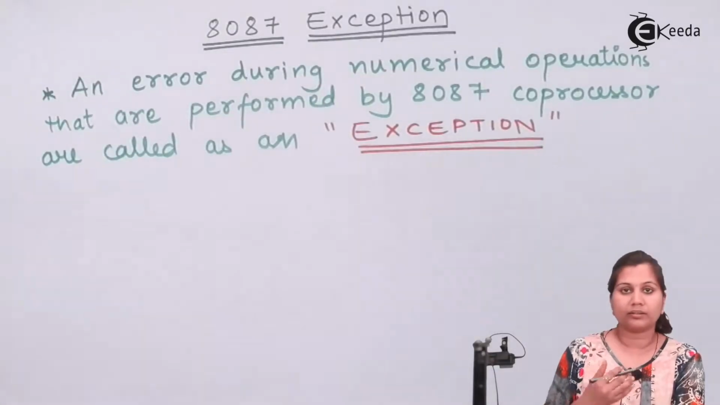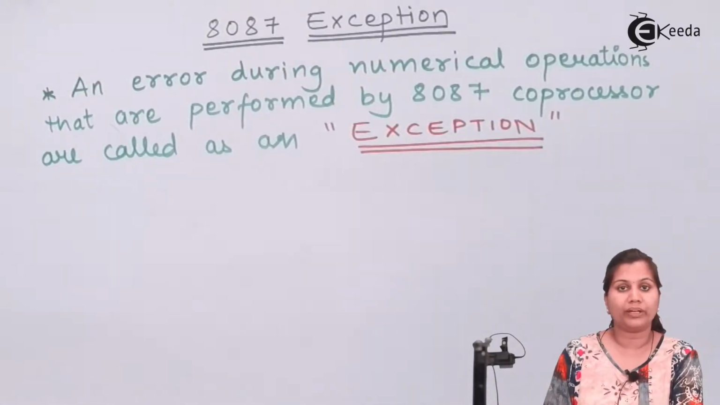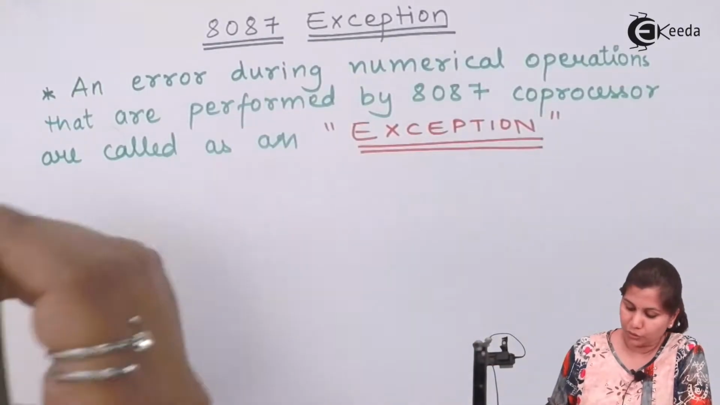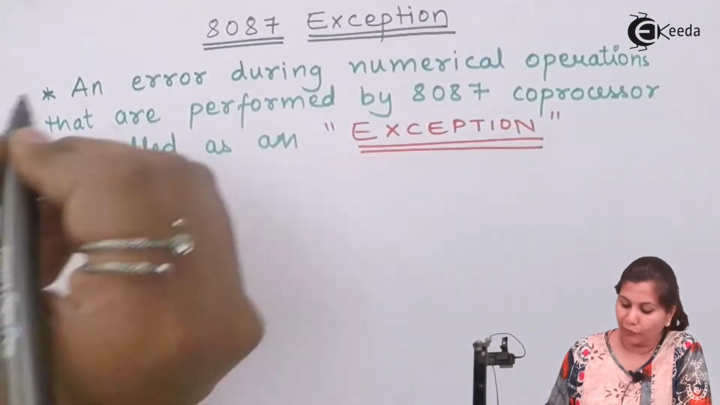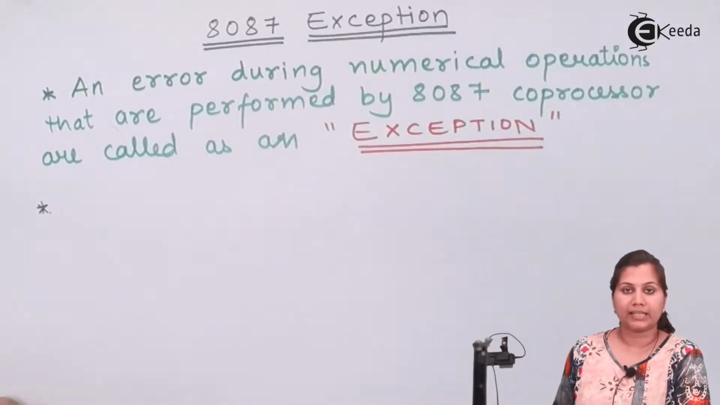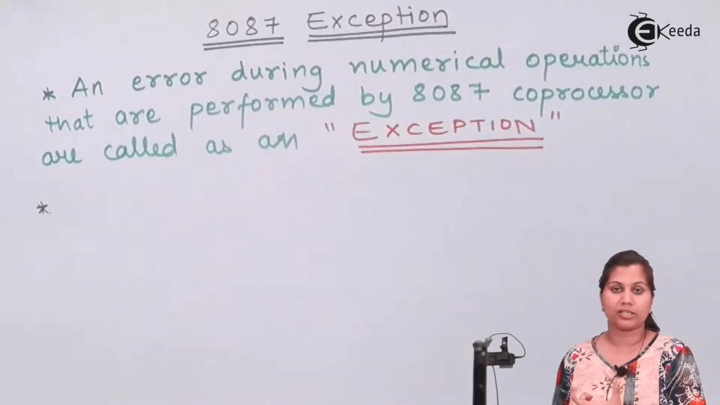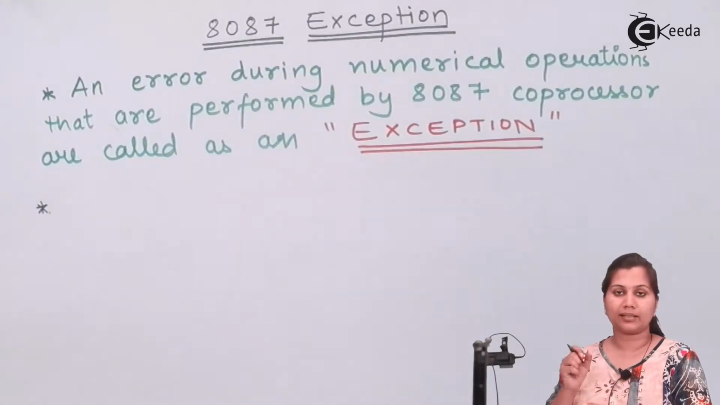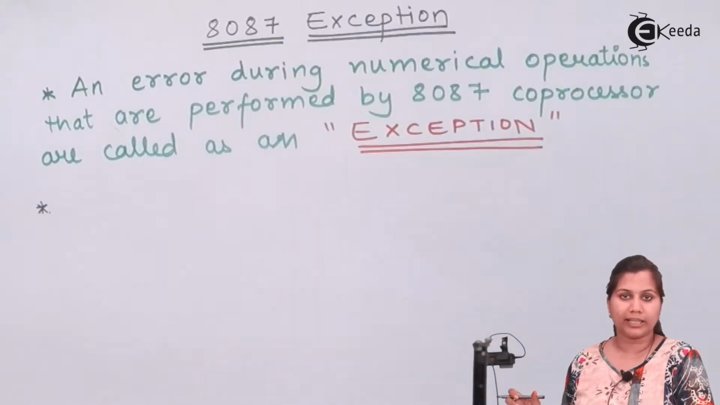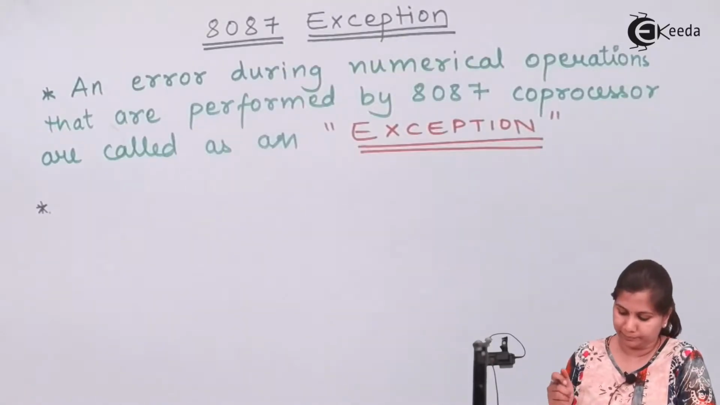So what does the 8087 coprocessor do whenever any error or exception occurs? Error can occur during any numerical operation. For that error there is a corresponding bit present in the status register. The status register is a 16-bit register. Out of these 16 bits, some bits are assigned for the exceptions, that is, for the errors. So if any error occurs, then the corresponding bit will be set by the 8087.